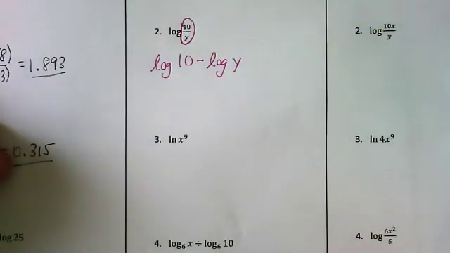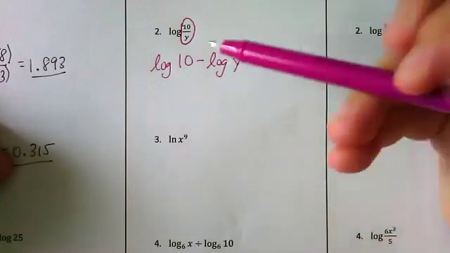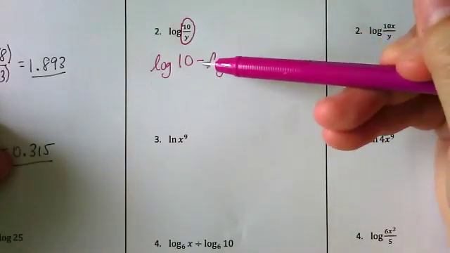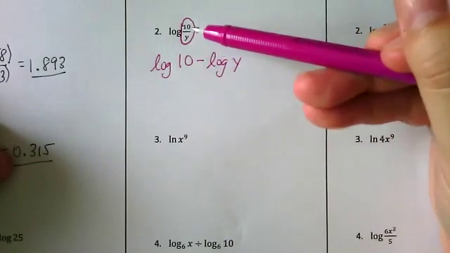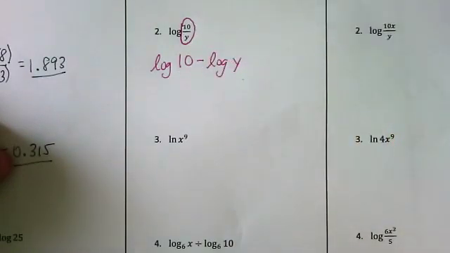So you just have to remember which rule you're using. So division turns into subtraction. So I write this, instead of it being 1 log being divided, we now have 2 logs being subtracted.